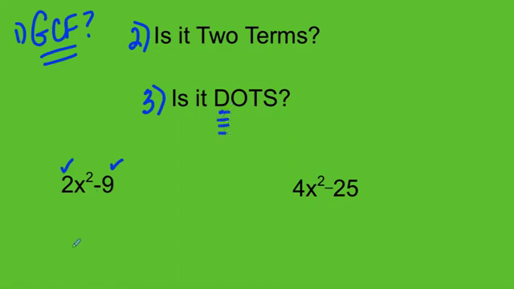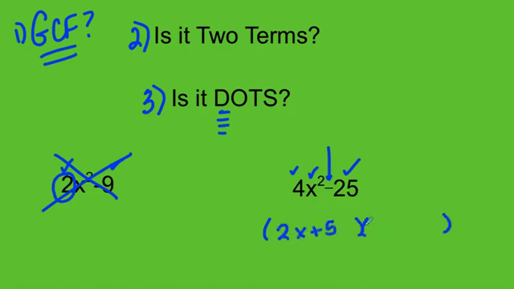So let's look at these. Is this dots? Well, hopefully you're saying, well, 2 is not a perfect square, so it's not dots, so we can't factor it using the pattern. I look at the second one. There's no GCF. It is two terms. 4 is a perfect square. X squared is a perfect square. 25 is a perfect square, and they're being subtracted. So now I can use that cool pattern. 2x plus 5, and 2x minus 5.